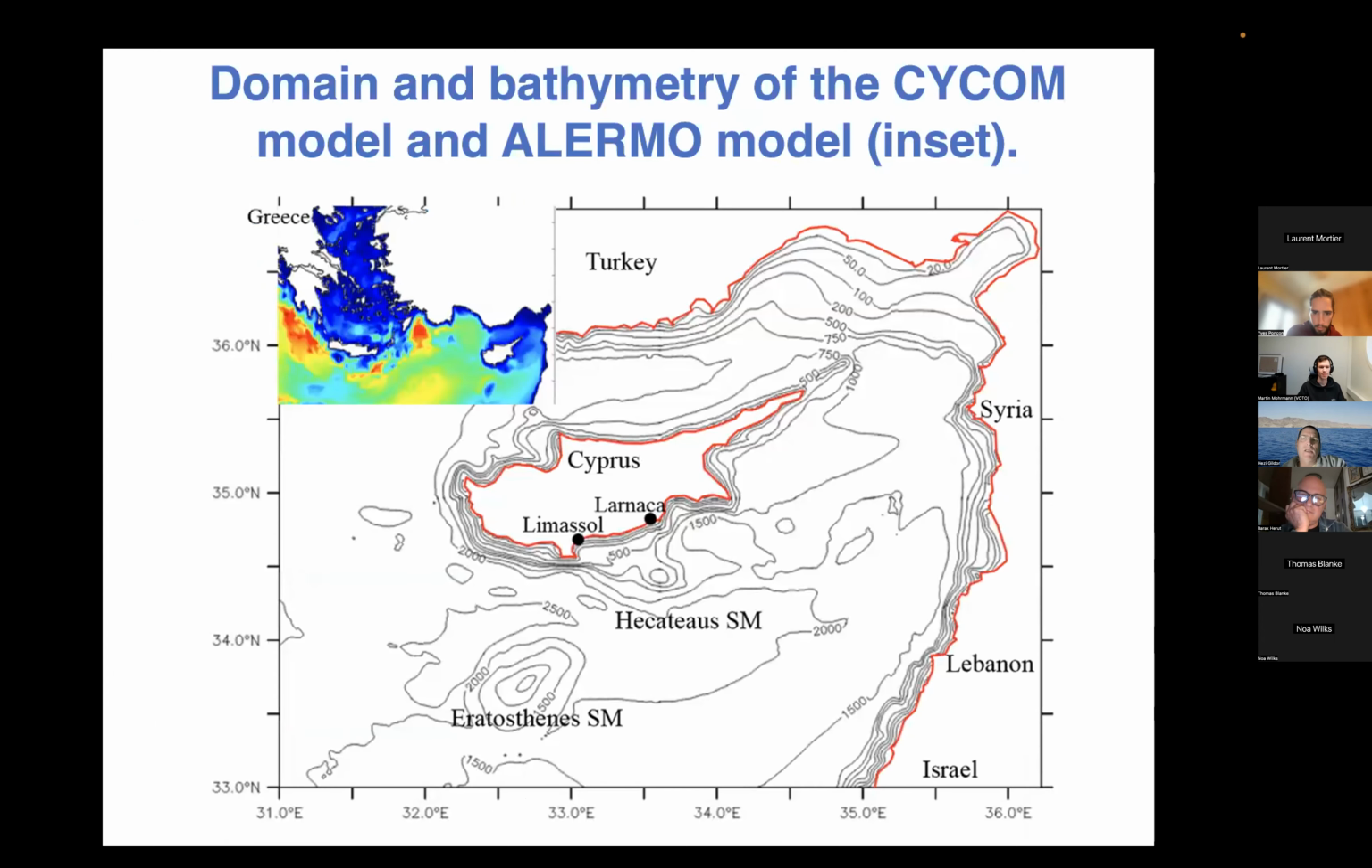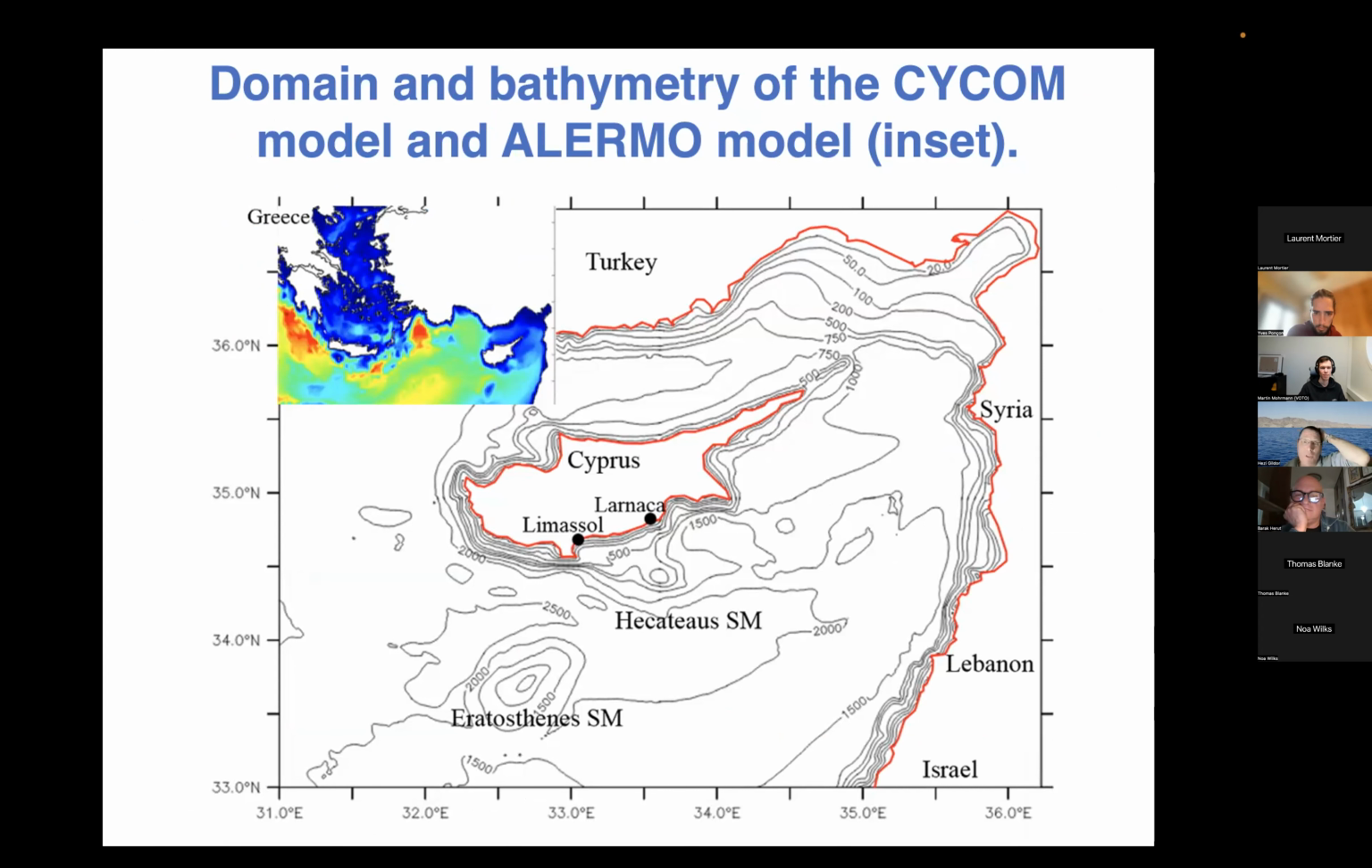So the model is the Cyprus operational model. It's called the SciCom. So it's a model that is nested into Alermo, which by itself is nested into MFS. So you can see here the domain of the SciCom model. The horizontal resolution is about 1 kilometer. There are, I think, maybe 24 vertical layers, and it is forced by Skylon, by the Greek model.